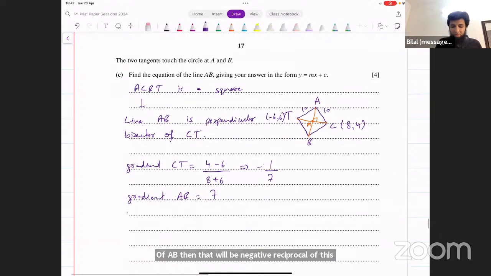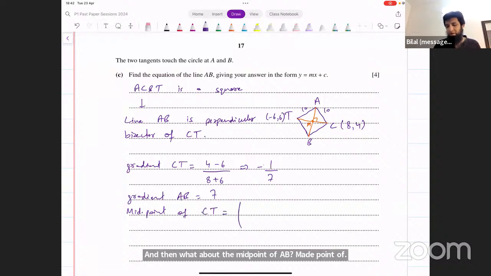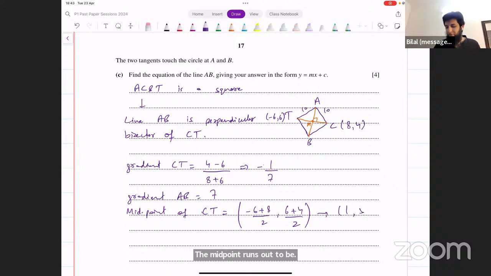And then what about the midpoint of CT, in fact? What does that turn out to be? Minus 6 plus 8 over 2 and 6 plus 4 over 2. The midpoint turns out to be 1 and 5. This is the point M that we have marked on the diagram. And this is the gradient of AB. We can write down the equation of the line AB now.